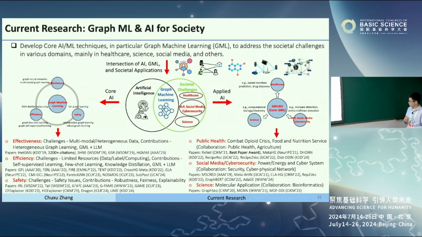into different applications, into different domains, like the public health domain, right? Food recommendation, opioid overdose prediction, and also applying these techniques to cybersecurity problems, like malware detection, power plant failure detection, and also to science problems like molecular property prediction and drug discovery, right? So that is a brief summary of my current research.